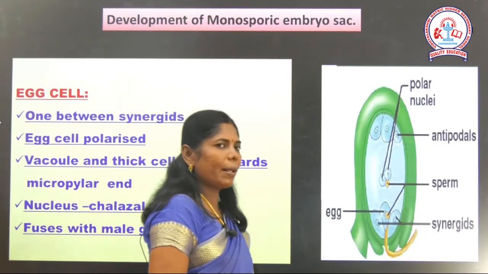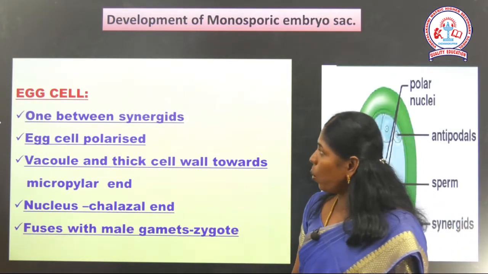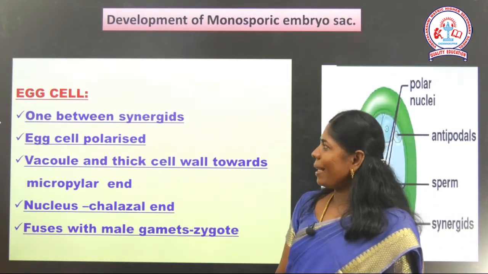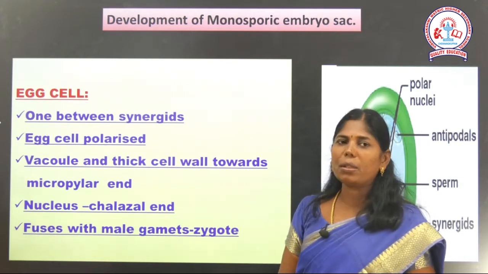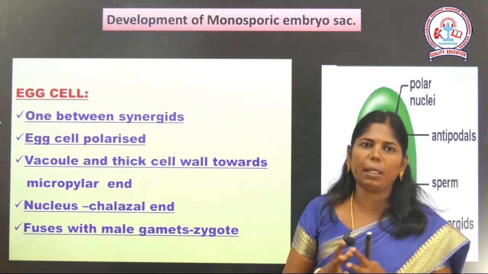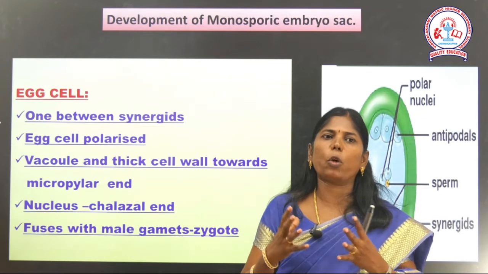Next is the egg, and on either side of the synergids we see the egg. There is only one egg between the synergids. The egg is also polarized. It has a vacuole and a thick wall. It is covered with a thick wall towards the micropylar end. Actually, the egg apparatus is towards the micropylar end.